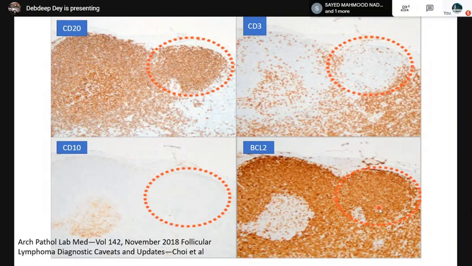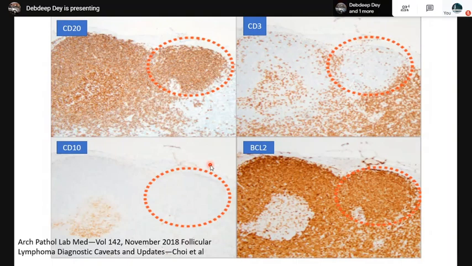So immediately you would start to think whether we are looking at follicular lymphoma. When you look at the CD10, it is positive in the adjacent follicle, but it is negative in the follicle in which the BCL2 is positive. So this is possibly a case of a primary follicle, and you should not think of making a diagnosis of follicular lymphoma in situ based on the BCL2 positivity but CD10 negativity.